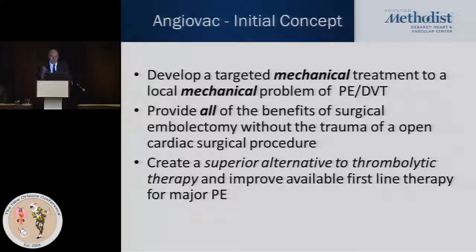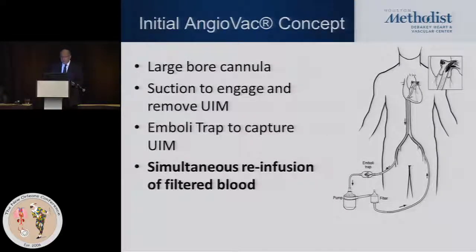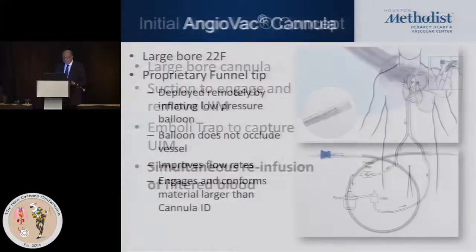So the idea was to provide all of the benefits of a surgical embolectomy without the trauma of an open cardiac surgical procedure and create a better alternative to thrombolytic therapy. The idea was to use a large bore cannula, place suction on it to engage and remove an undesirable intravascular material, UIM, and have an emboli trap to capture the UIM. And this was what differentiated it, to have simultaneous reinfusion of filtered blood.